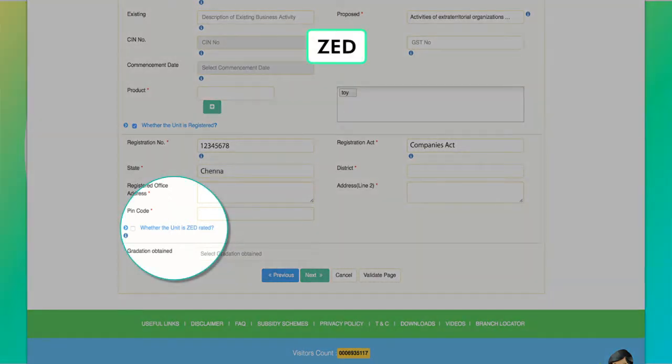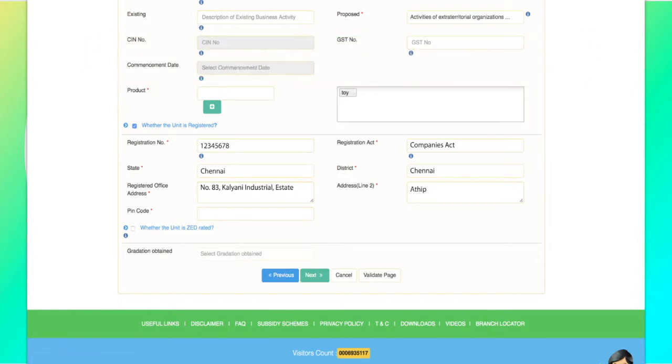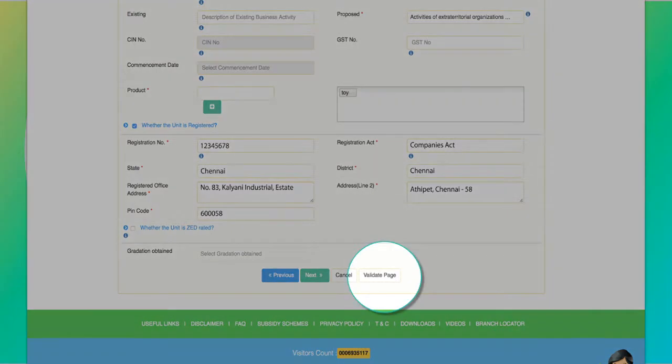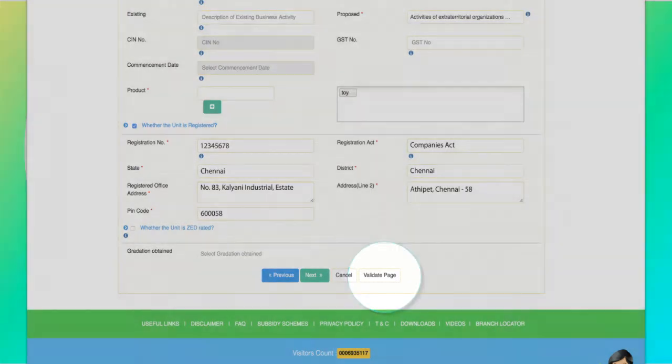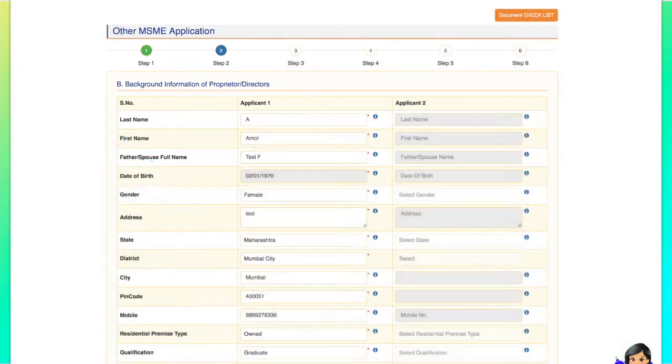Whether the unit is zero defect or zero effect rated. After the assessments and evaluation, Quality Council of India would provide final rating to the MSMEs engaged in manufacturing. In case any further updation is made by you in each step, the same could be validated by clicking the button Validate Page available in the bottom of the page. Step 2 is self-explanatory and so further explanation is not necessary.